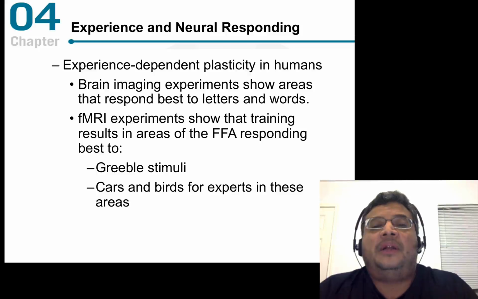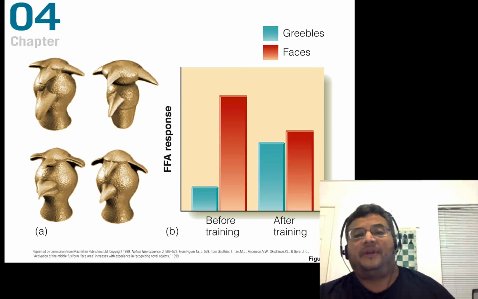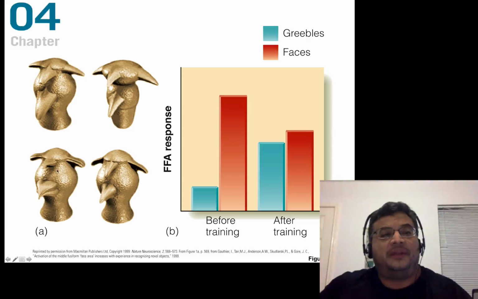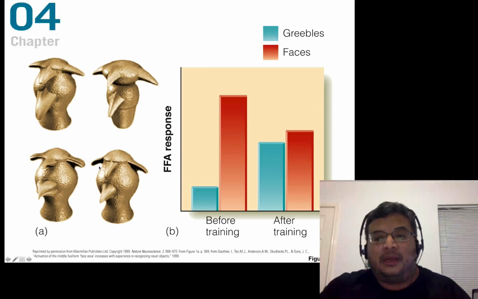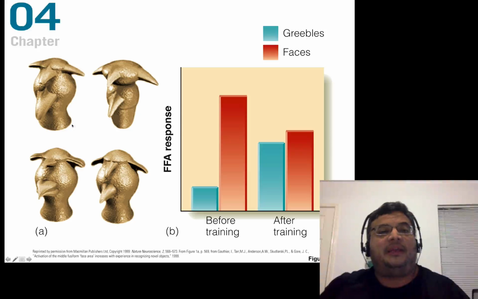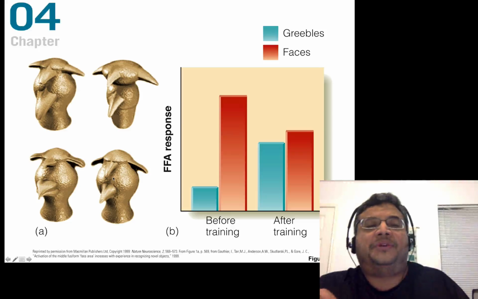So, for example, we can take normal people and train them. We can train up their FFA, their fusiform face area, to recognize certain stimuli that they couldn't recognize before, right? So this right here is what a guy named Gauthier created, this little sort of pseudo face called a greeble, right? And he had all these different kinds of greebles here. And what we first did was ask people to look at these and measured their MRI response in their fusiform face area.